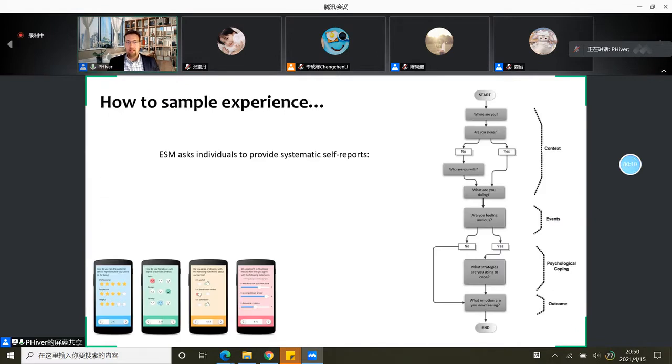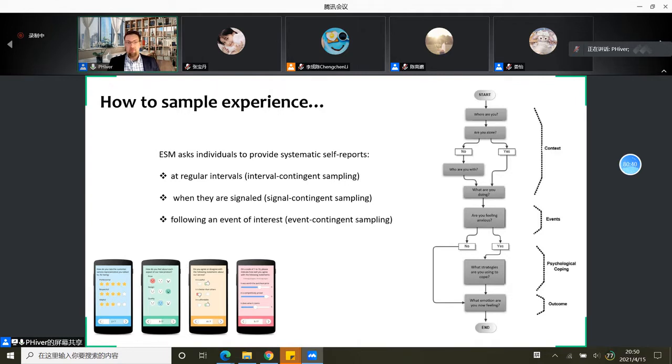So how does ESM collect or sample experience? How does it get its name? Well, the way it does this is it asks individuals to give systematic self-reports. And it does this at regular intervals, which is called interval contingent sampling, or it asks participants to do so when they are signaled. That's called signal contingent sampling, or following a certain event. For example, after every meal, every time you go out the door, and that's called event contingent sampling.